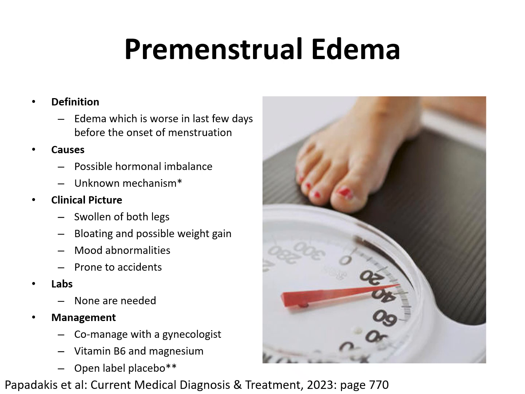Clinical presentation is swelling of both legs. There might be bloating. The patient might complain of feeling bloated, possible weight gain, but then you have to make sure what kind of weight gain. You have to document, have the patient document how much weight they have put on a daily basis in the period coming up to the onset of menstruation, and have them bring that back the next time. No labs are required. Management is to co-manage with a gynecologist.